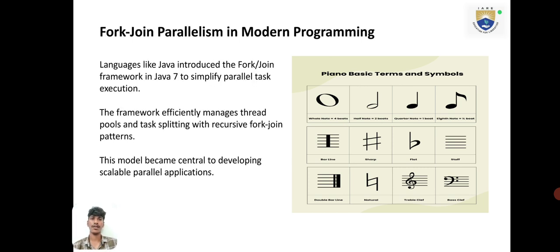Fork join parallelism in modern programming. Languages like Java introduced the fork join framework in Java 7 to simplify parallel task execution. The framework efficiently manages thread pools and task splitting with recursive fork join patterns. This model becomes central to developing scalable parallel applications.